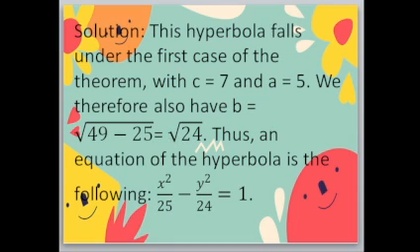Thus, an equation of the hyperbola is the following: x squared over 25, which is our A squared, minus y squared over 24, which is our B squared, equals 1.